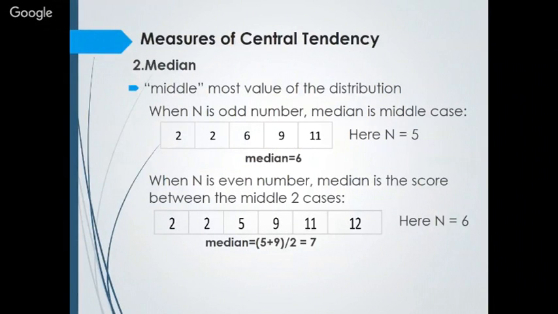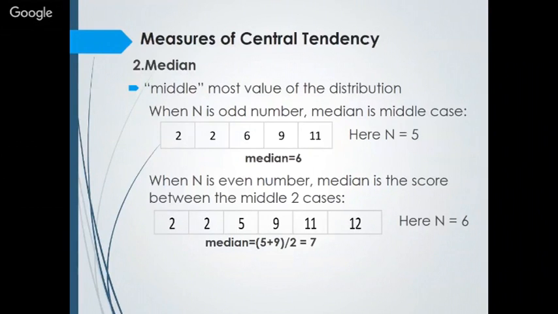Then if the number of items is even, here also we arrange the data in ascending or descending order. After that, we divide the total number by 2. That is 6 divided by 2 is equal to 3. Take the third item from the left side and the third item from the right side. Those are 5 and 9, the two numbers we got. Take the average of that, that means 5 plus 9 divided by 2. We get 7 as the median of this.